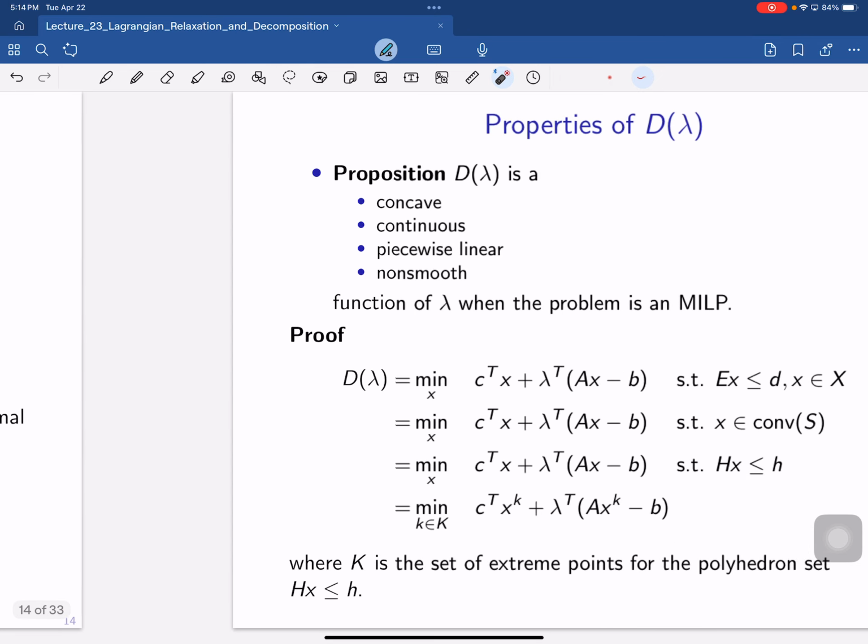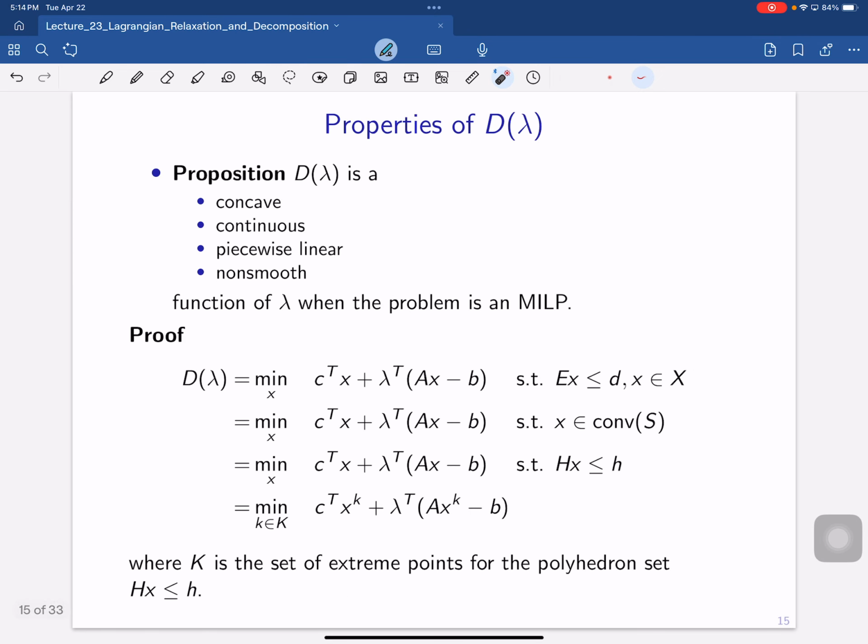So here is a proposition on the properties of d(lambda). Again, we are maximizing d(lambda). If it's concave, we are in a very good shape, right? d(lambda) is concave, continuous, piecewise linear, and non-smooth. Here is a very simple proof of the properties of d(lambda).